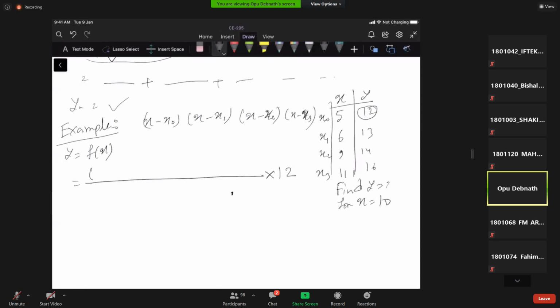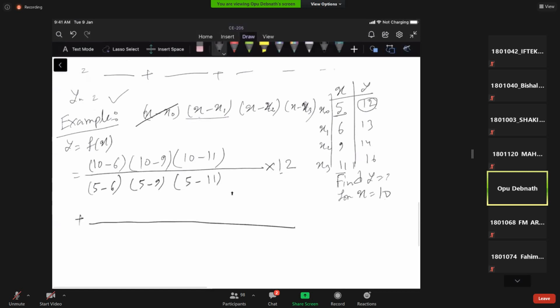So for the first term you will remove x minus x0. That means the first one is removed, and x is equal to 10. So you will write 10 minus, this is not applicable, that means x minus x1. X1 is 6, 10 minus 6. Then 10 minus 9 multiplied by 10 minus 11, divided by, for x0, 12 corresponding is 5. So just replace all the x values with 5. That means 5 minus 6, 5 minus 9, 5 minus 11.